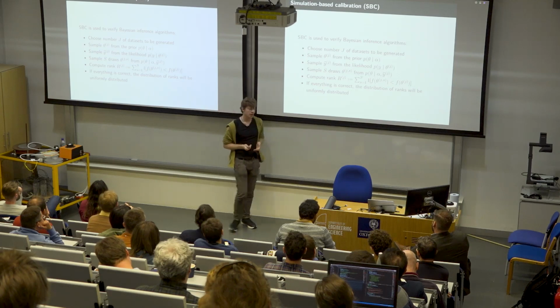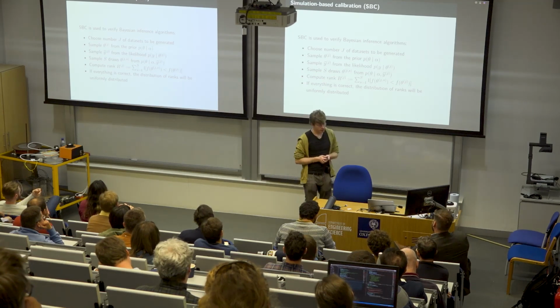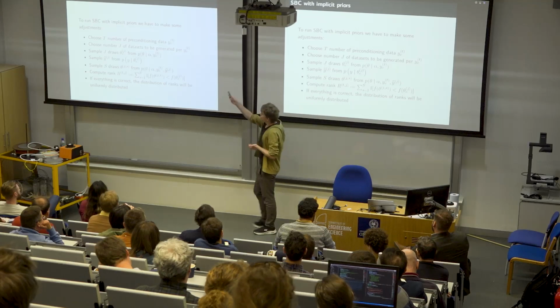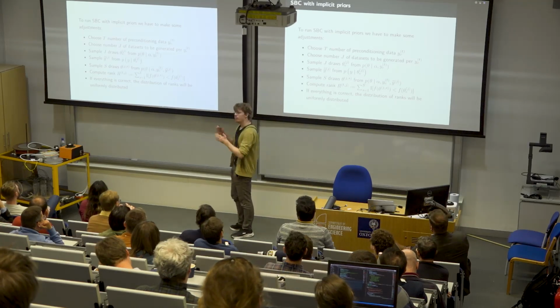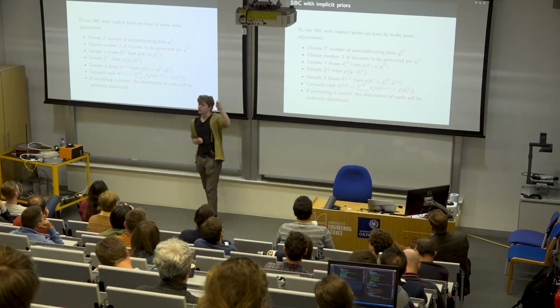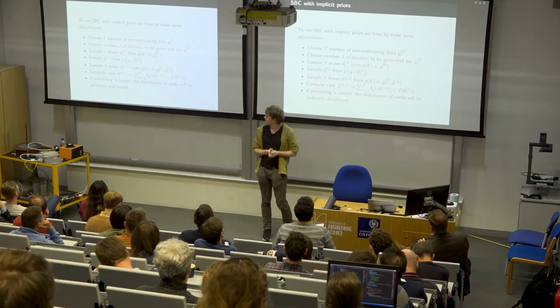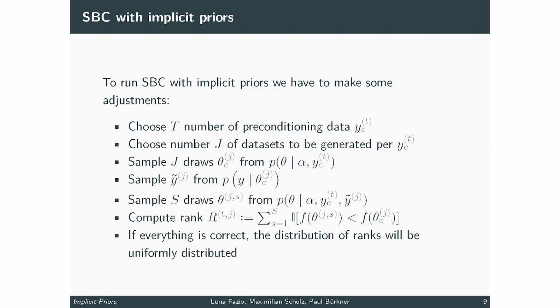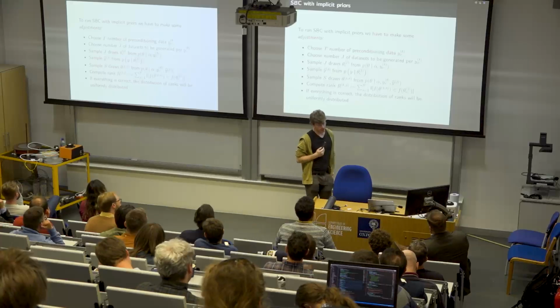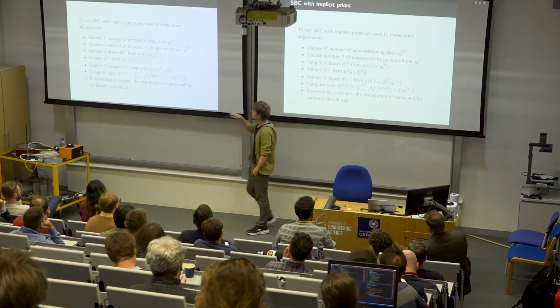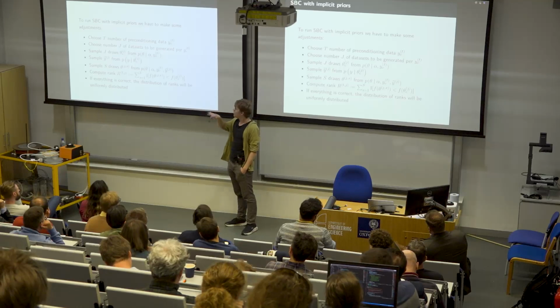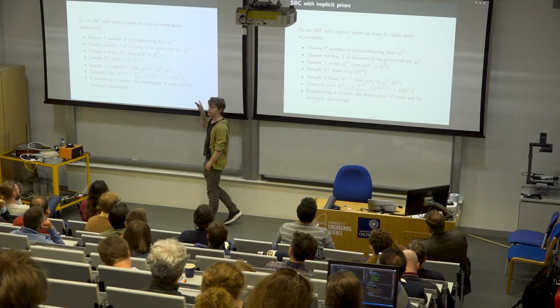And we can extend this also to these implicit priors with preconditioning. We would first choose a number of preconditioning data sets, then how many SBC data sets we want to generate for each of those preconditioning data sets. We then sample draws from the preconditioning prior, then corresponding data from the likelihood, compute the overall posterior where we precondition both on the preconditioning data and then the new simulated data, and again compute the ranks, and if everything is fine, then things will be uniformly distributed. So SBC still works like this, we just need to adjust it a tiny bit.